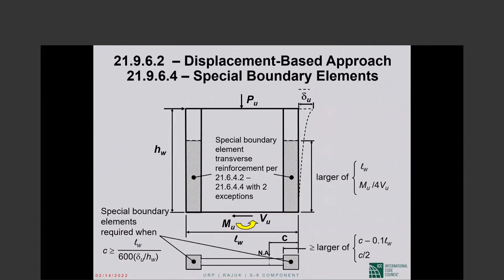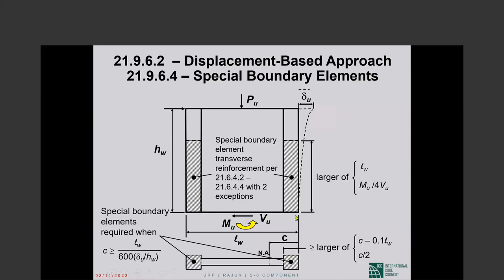This is a very useful summary of the entire displacement-based approach. So this is your trigger for special confinement. If the neutral axis depth is larger than or equal to the right-hand side, then you shall specially confine some part of your shear wall cross-section. Extent of the special confinement into the wall: the larger of 1/2 of the neutral axis depth, or the neutral axis depth minus 1/10 of the length of the wall. Whichever is the larger of the two.